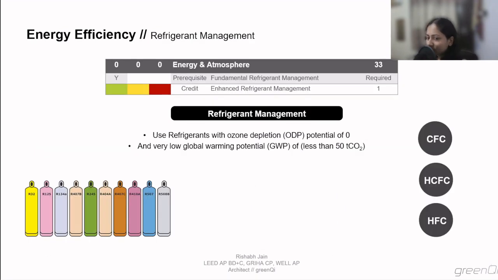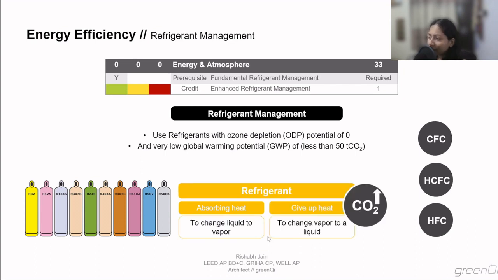So the next section is refrigerant management, and this contributes to the credits and prerequisites, fundamental and enhanced refrigerant management, for 1 point. So what is a refrigerant? A refrigerant is a fluid that is used in any refrigeration system. What it does is it absorbs heat to change from liquid to vapor, and it gives up heat to change from vapor to liquid. And in this process, it releases a lot of carbon emissions into the atmosphere.